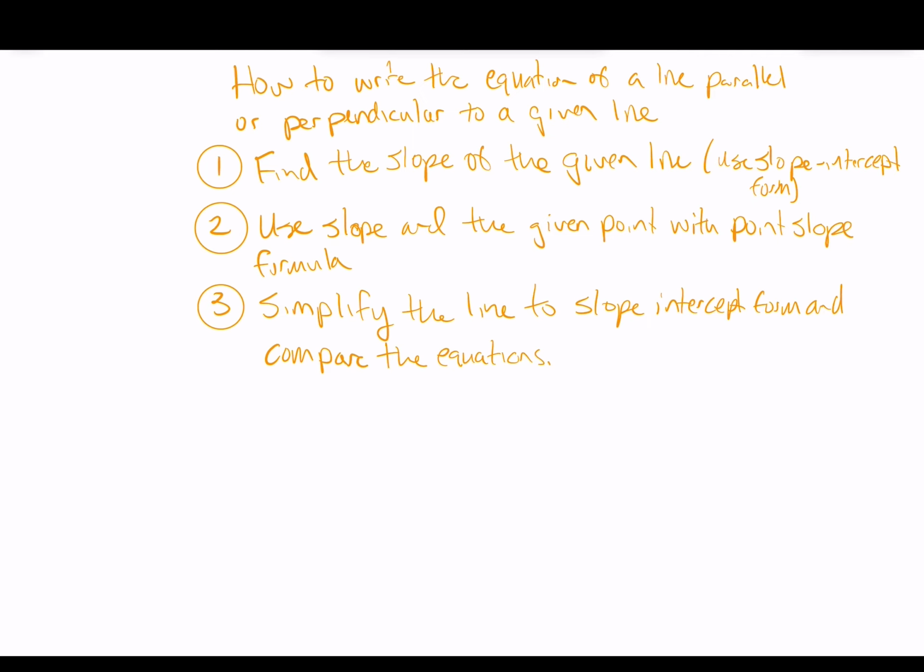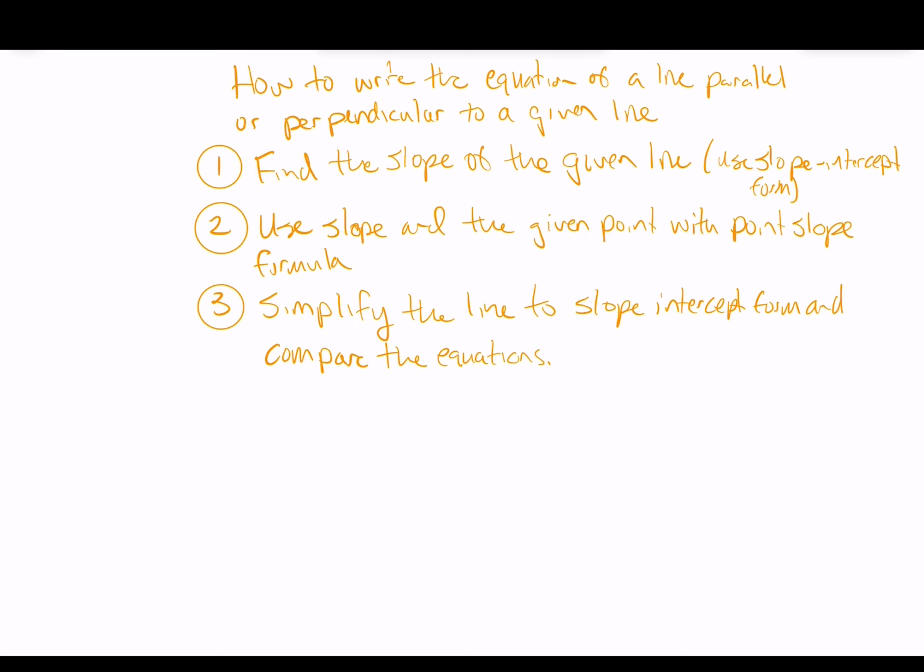So how do we write the equation of a line parallel or perpendicular to a given line? Well, the first thing we do is find the slope of the given line. Usually we'll do this in slope-intercept form. Then we use the slope and the given point for the second line using the point-slope formula. Now, if we are trying to find a parallel line, we'll use the same slope. If we're doing a perpendicular line, we'll need to have the negative reciprocal slope. So we'll flip it and add a negative sign to whatever it is. After that, we will simplify the line to slope-intercept form and compare the two equations.